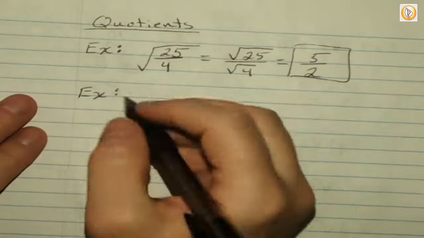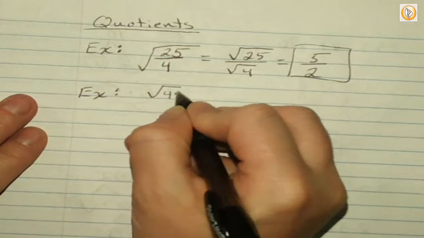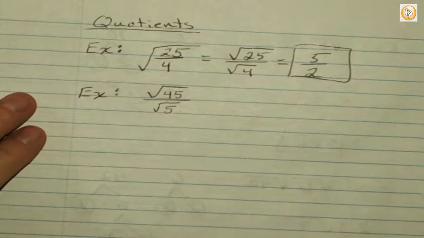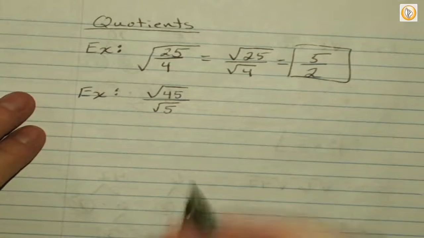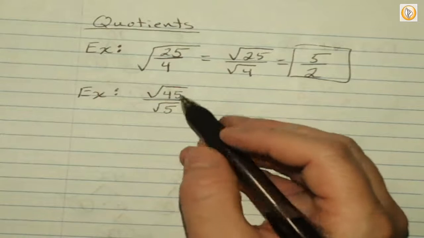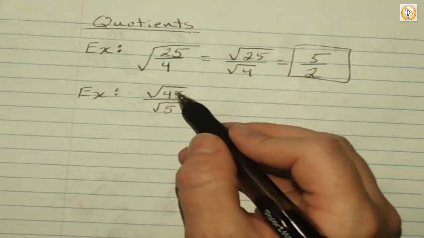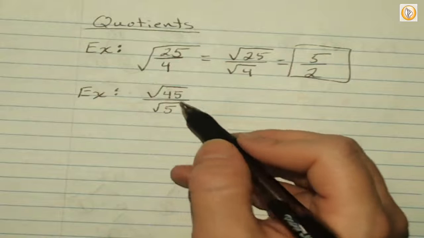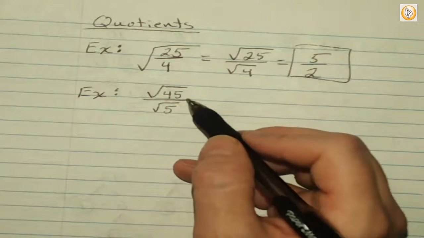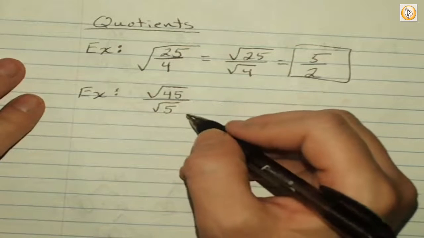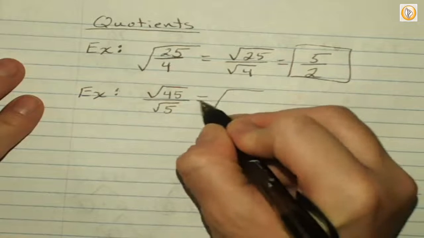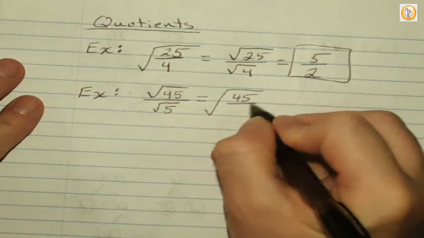Okay. How about the square root of 45 over the square root of 5? Are these perfect squares? No. And it has to be both of them. Even if one was perfect, but the other wasn't, you can't do it. So those aren't perfect squares, so we're going backwards from here: equals the square root of 45 divided by 5.